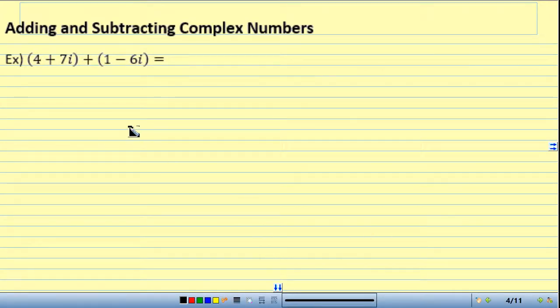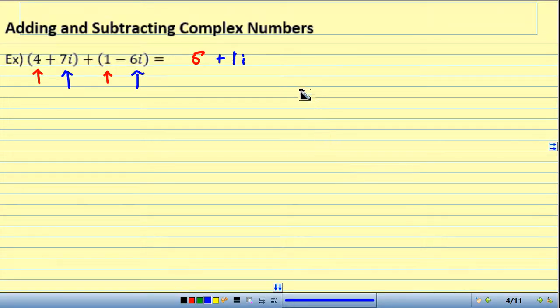So you have 4 plus 7i plus 1 minus 6i. What you need to do is, it's basically like combining like terms. So you have the real components of the number. You got 4 plus 1, 5. And now you have the imaginary parts. So you have 7i plus a negative 6i, that's going to be plus 1i right there.